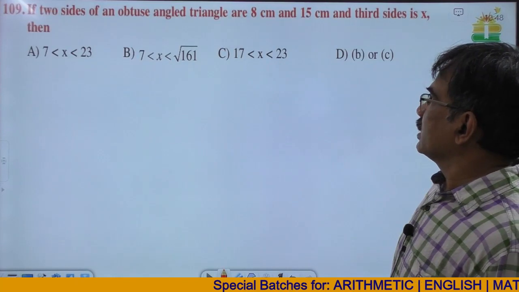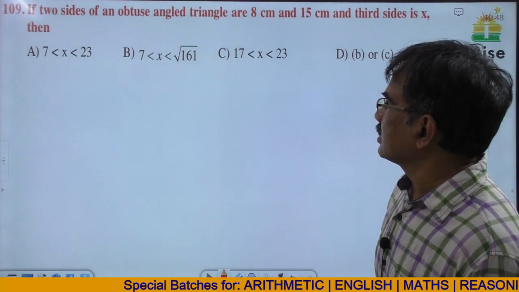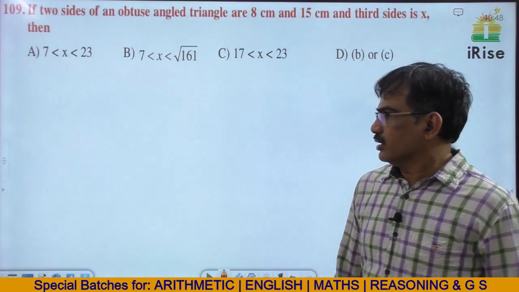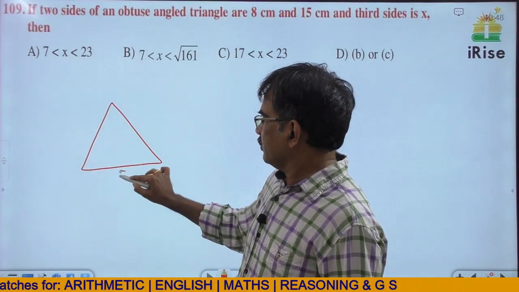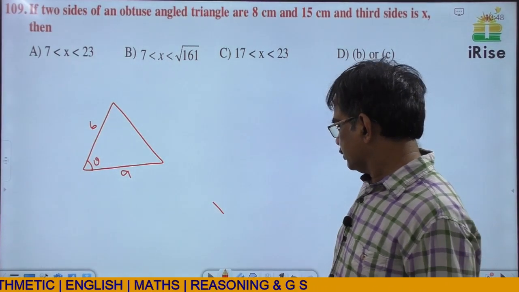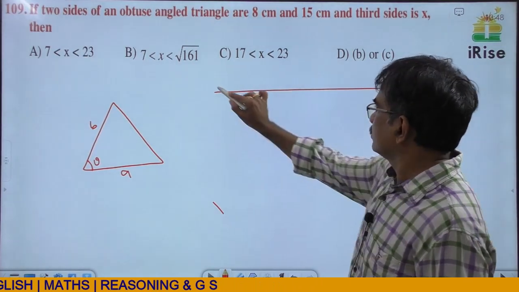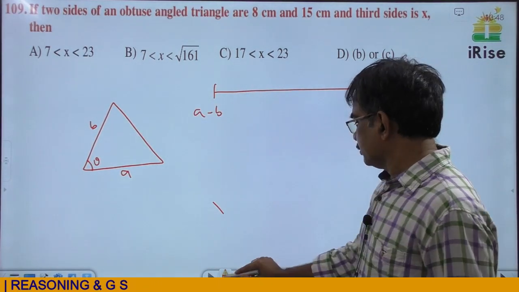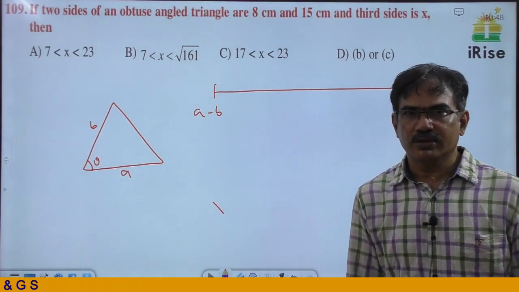Next question. If two sides of an obtuse angle triangle are 8 and 15, and the third side is x, then x lies between. Here I have given one condition. If A, B are two sides of a triangle, the third side always lies between A minus B and A plus B.